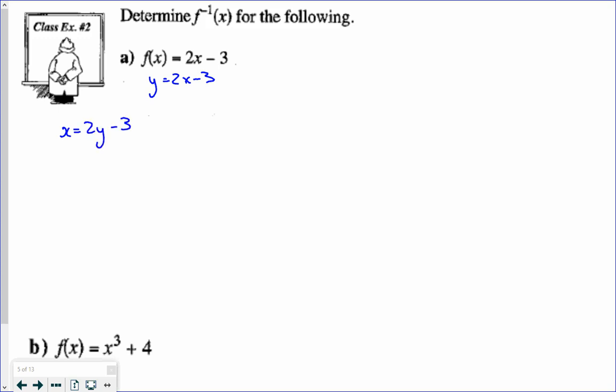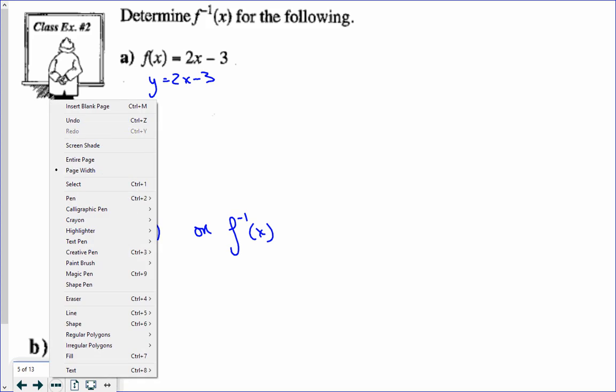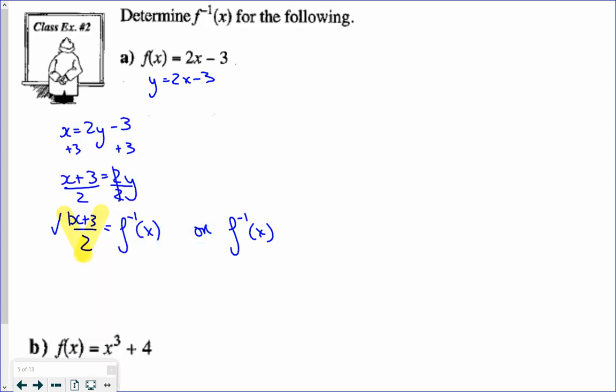Now we want to get the new y by itself. So I'm going to add 3 to both sides, and then I'm going to divide both sides by 2. Again, I would write it as f to the negative 1 of x. Writing it as x plus 3 over 2 is perfectly fine. The other way that you could write it is to recognize that because I have a binomial on the top and a monomial on the bottom, I can separate it up. So I would have 1/2 x plus 3/2. Both of those are equally correct answers.